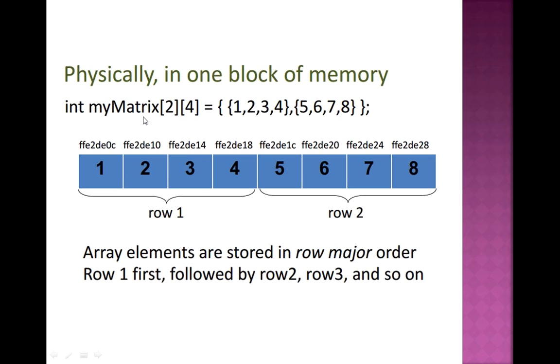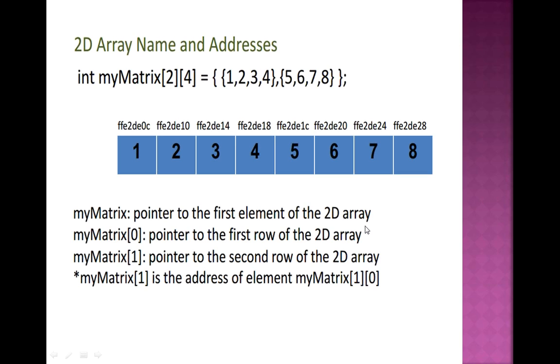Then physically, in one block of memory, int my matrix 2 4: 2 is your rows and 4 is your columns. So first of all rows and then columns. There are 8 numbers: 1 2 3 4 comes in the first row, and this comes in the second row, and the columns are 1 2 3 4. This is 1 2 3 4 5 6 7 8, row 1 and row 2.